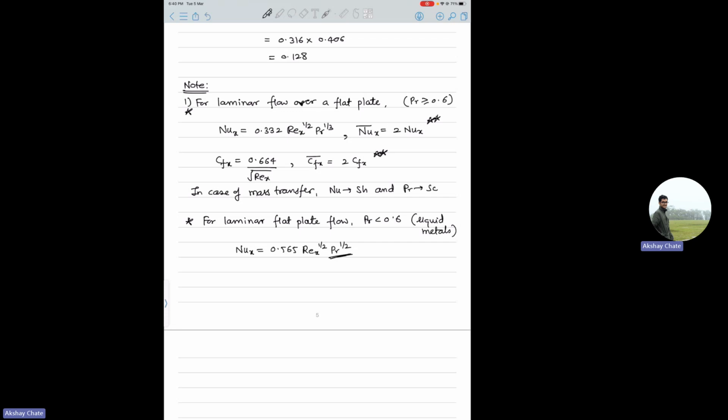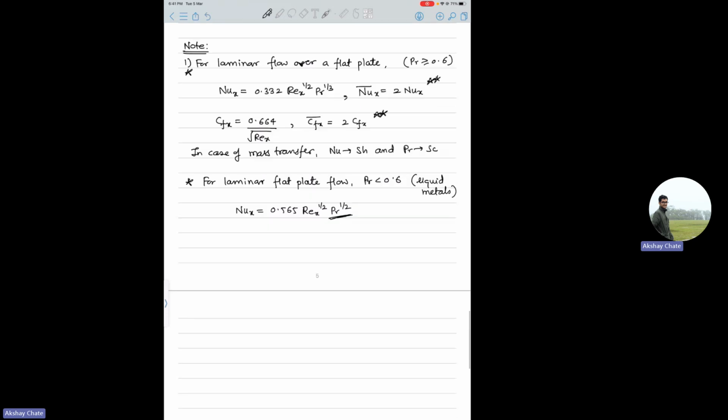So this is the change, and I think in the last class when I did the scaling analysis, I did this scaling also for the low Prandtl number regime and the high Prandtl number regime. Then there is some general formula, etc. Don't need to remember those things. But the other important thing is turbulent flat plate flows.